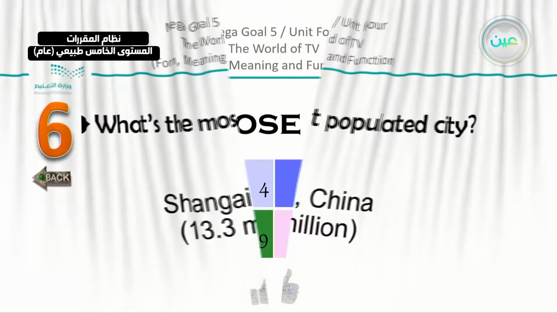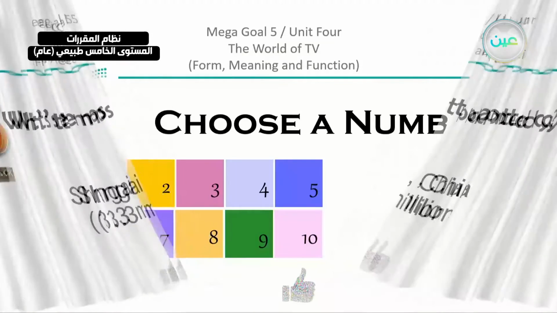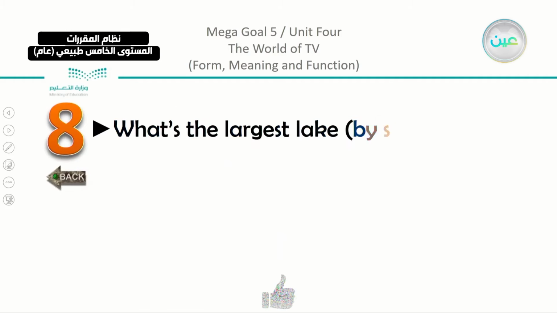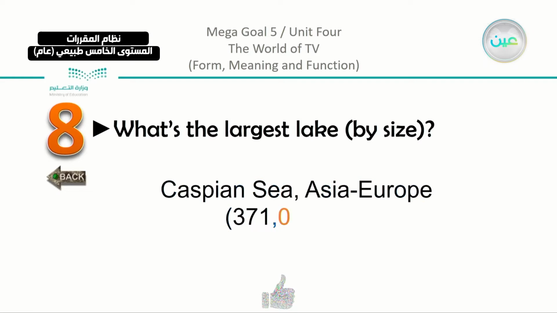Now, going back, you can see that we have number, let's choose this time number 8. So what is the largest lake by size? Do you have any kind of information about what is the largest lake by size here? So the answer is going to be the Caspian Sea, between Asia and Europe. And we have here, of course, the how big is it? And also, just to remind you to concentrate on the comparison part in the question. So we have here, what is the largest lake?